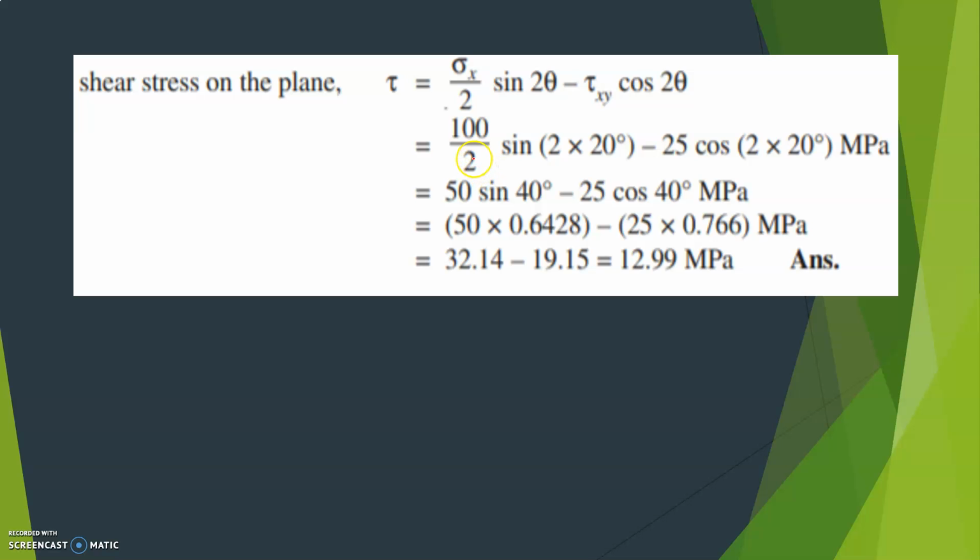Sigma x is equal to 100 divided by 2 into sine of 2 into 20, theta is 20 degree, minus 25, tau xy is 25 into cos of 2 theta. Okay, simplify this, you get tau is equal to 12.99 MPa. Okay, what is next?